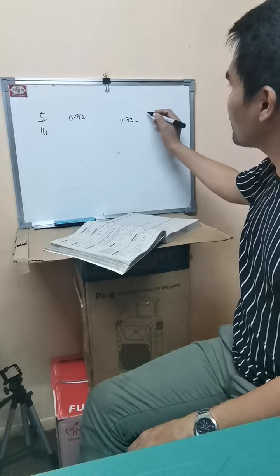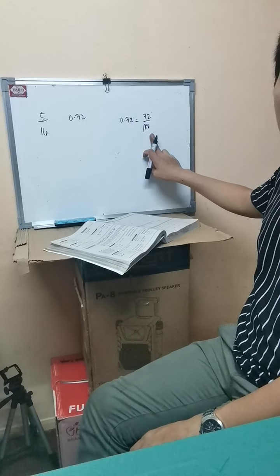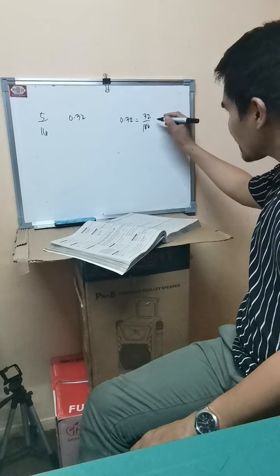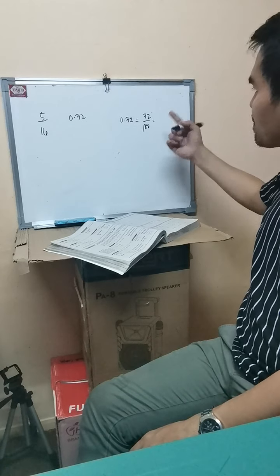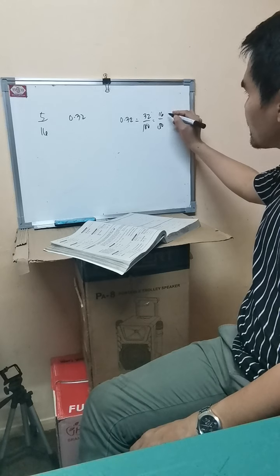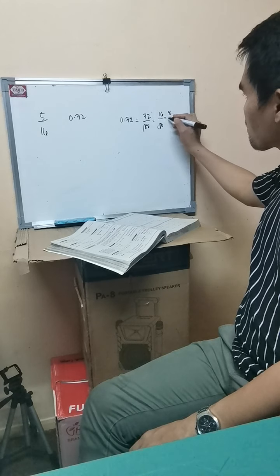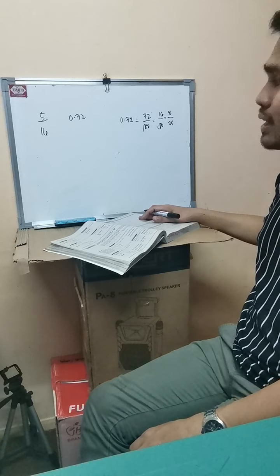0.32 is equivalent to 32/100. But this isn't in the lowest term, so let me reduce this to the lowest term. Divided by 2, that is 16/50, still divisible by 2, that is 8/25. Of course, 8/25 is no longer reducible.